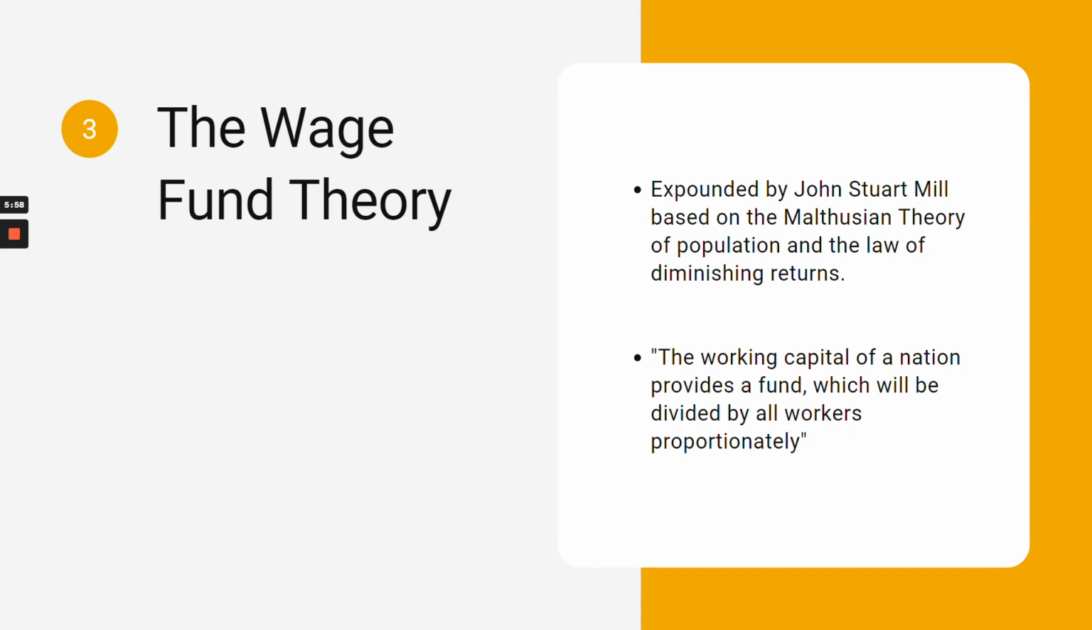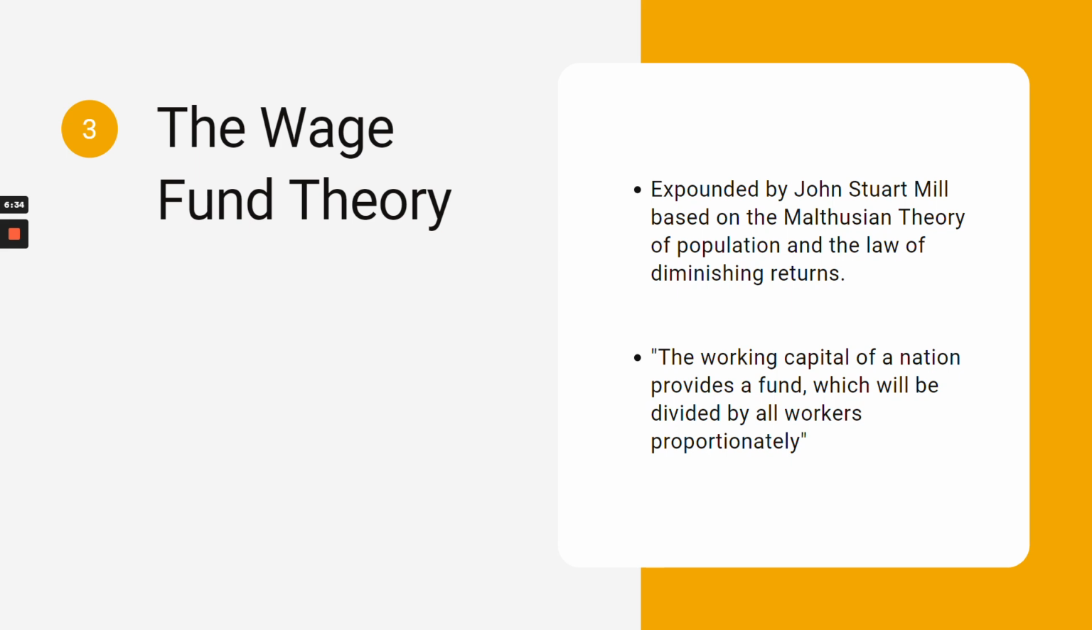The next theory is the wage fund theory. The wage fund theory was expounded by John Stuart Mill, and based on the Malthusian theory of population and the law of diminishing returns. This theory holds the idea that the working capital of the nation provides a fund from which wages can be paid. The fund is going to be divided by all the workers proportionately.